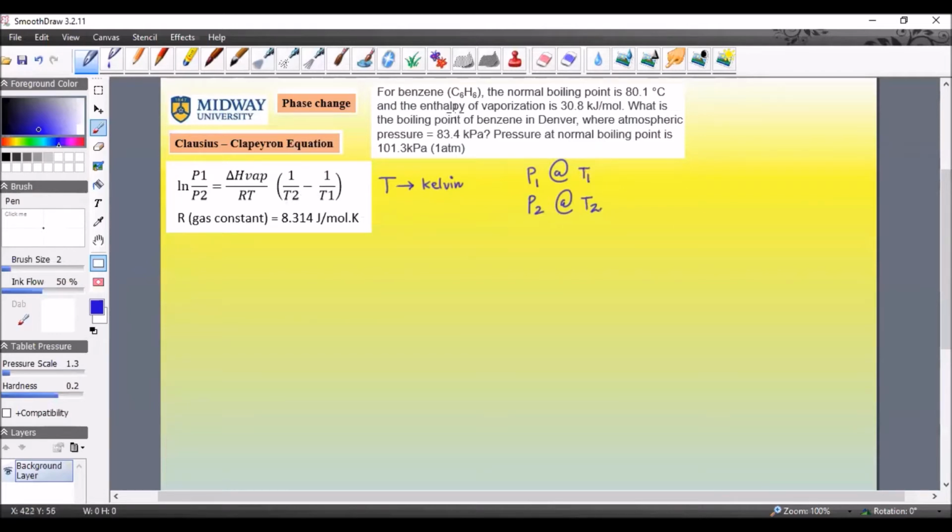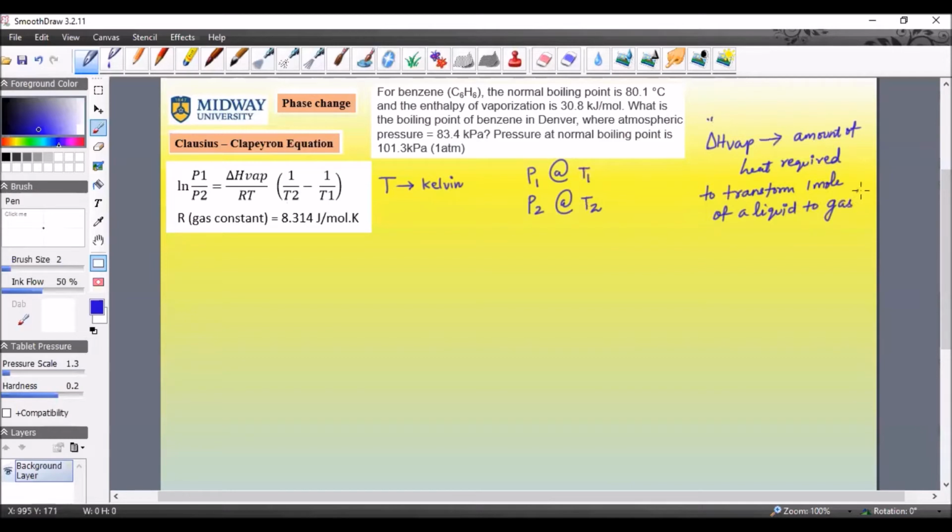Let's now look at the question. As I already said, delta H vaporization is the change in heat, the amount of heat required to transform 1 mole of a liquid, it could be any liquid, any substance, to gas.